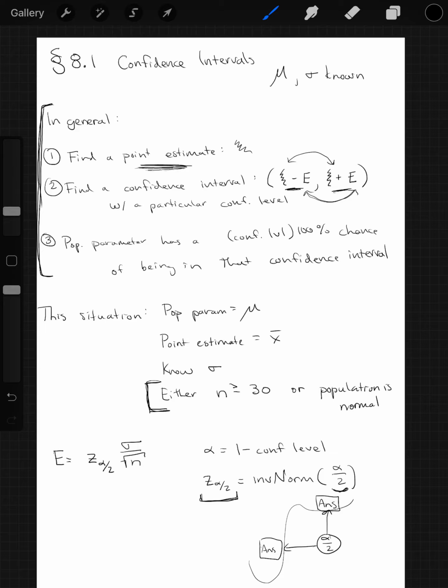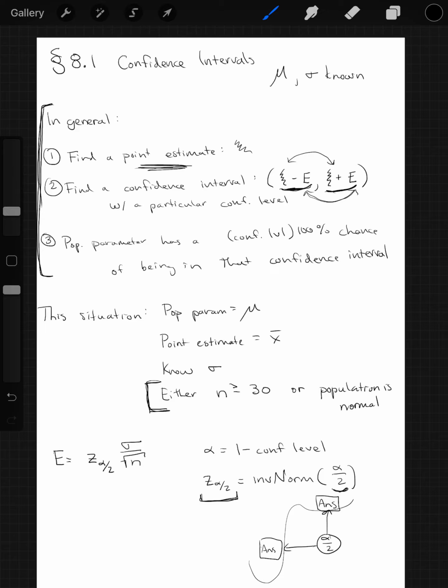Then we're going to find a confidence interval, which is always going to look like that point estimate minus some number called E, and then this point estimate plus some number called E, right? And how we find that E differs depending on the specific case we're in, but it's always going to be one number that we need to find, and then we're going to subtract it and add it to our point estimate.